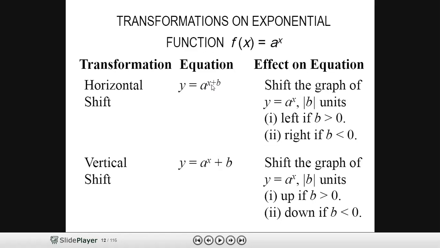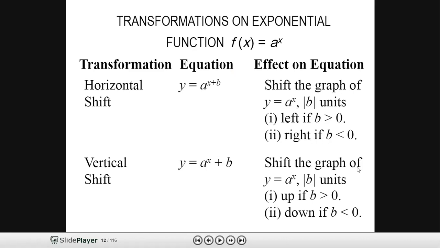So if you are just adding one more constant to the exponent, that is a horizontal shift, and if you are adding a constant to the function, that is a vertical shift. Here we are adding in the exponent, in the power, but there we are adding at the end of the exponential function. So this will be a vertical shift. We are just moving it up, and for a horizontal shift, we are moving it to the right or left accordingly. If it's positive, then it will be on the left, and right if it is negative.